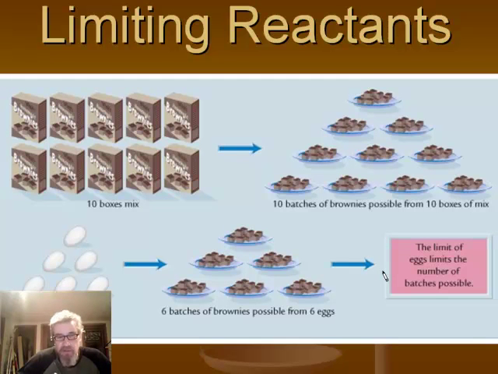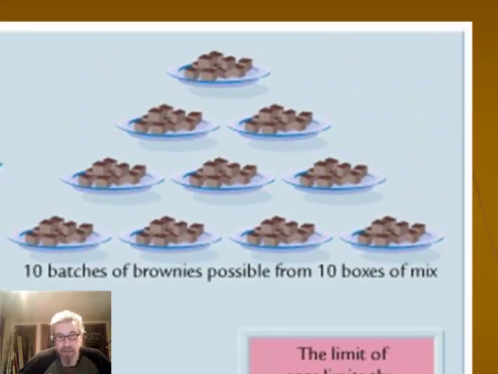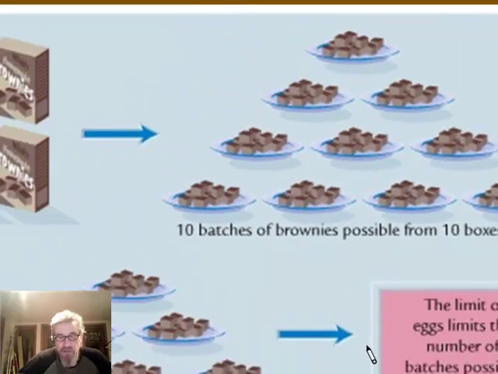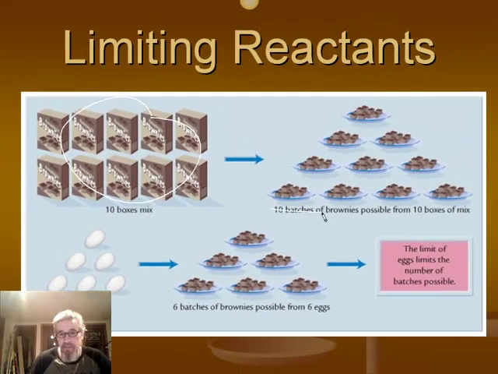Imagine that you're making brownies and you're using a mix, so every box of mix can make a batch of brownies, but it requires that you add an egg. So let's say you look in your kitchen and this is what you find. You find that you have 10 boxes of mix. Well, with 10 boxes of mix, you should be able to make 10 batches of brownies.